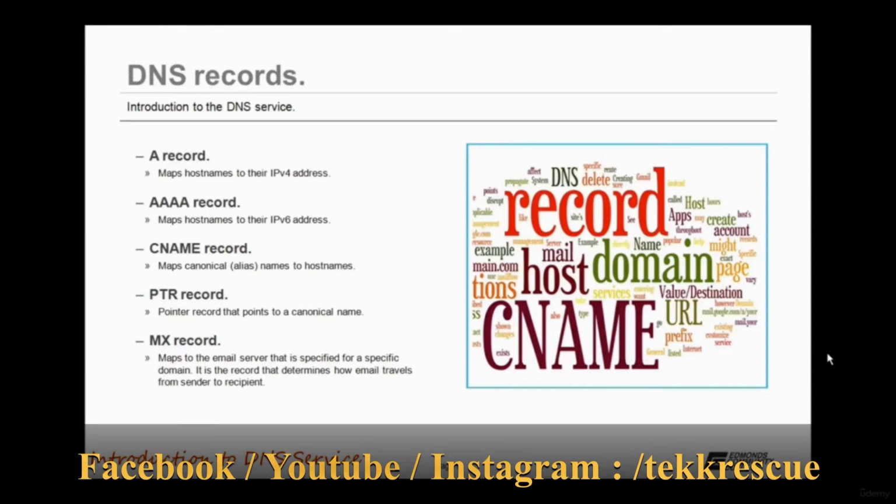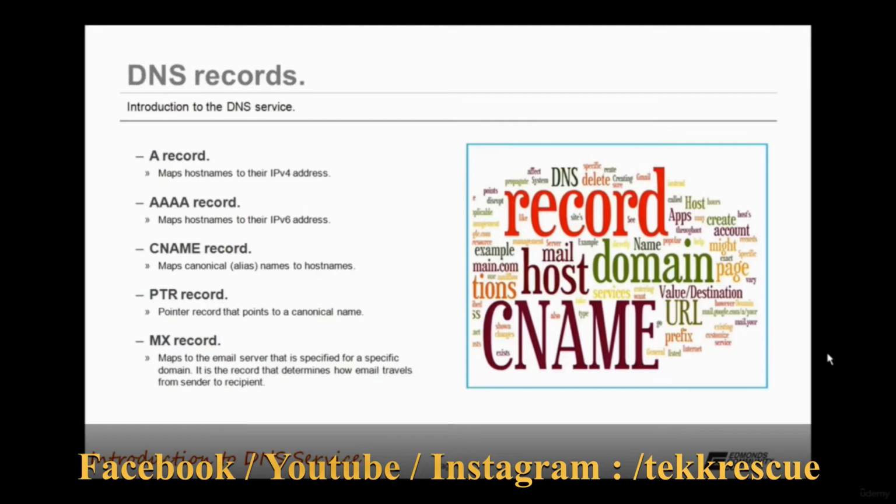Now this maps a canonical name, or alias, to a host name. What that means is that you can have edcc.edu be the same as edcc.org without having to maintain two sites. The edcc.org can be the canonical name for edcc.edu. This works in part because of the pointer record, the PTR record. It's a pointer record that points out to DNS that there is a canonical name.